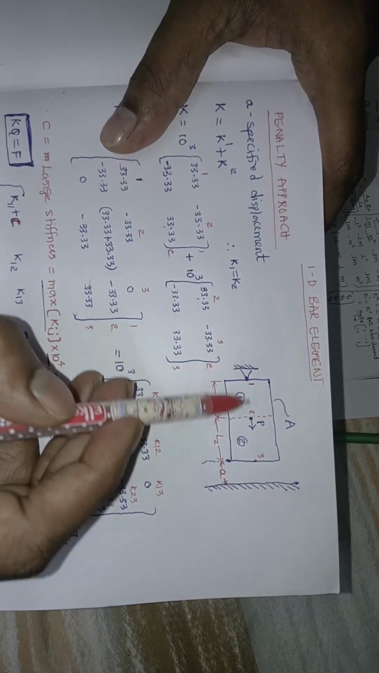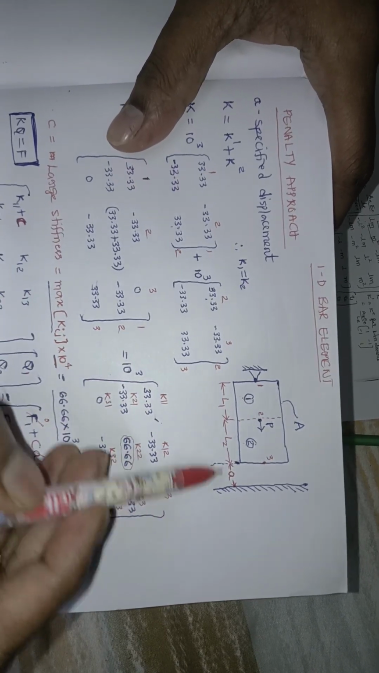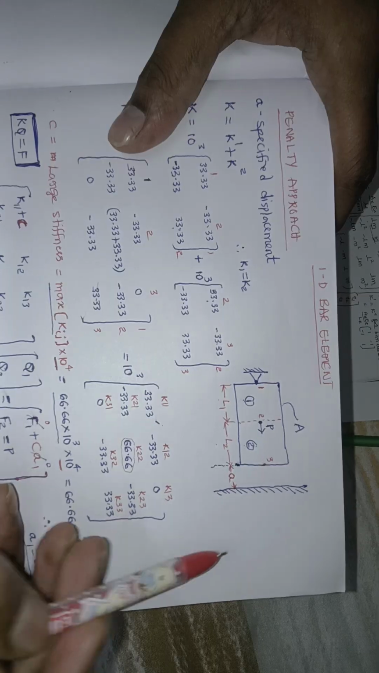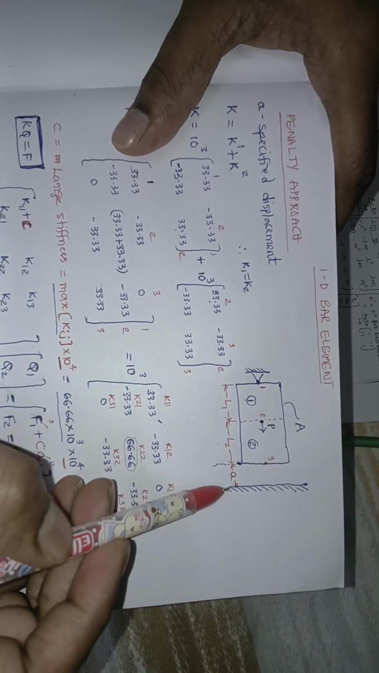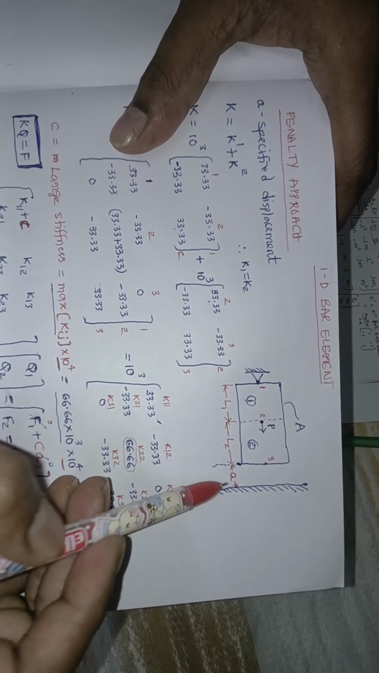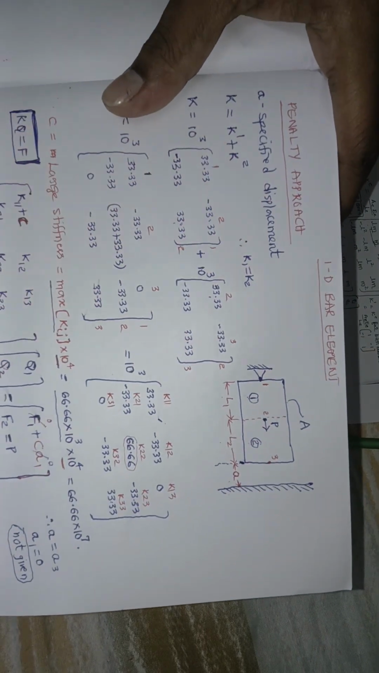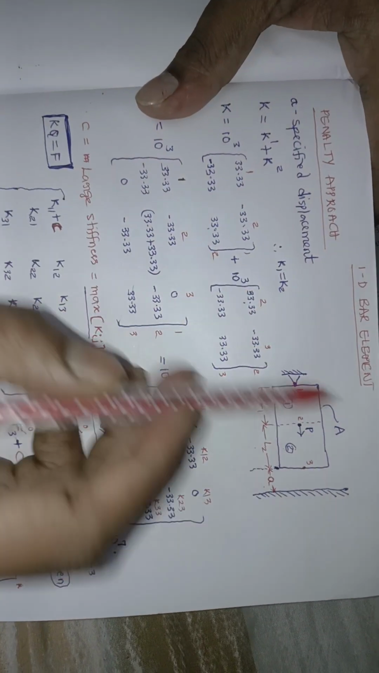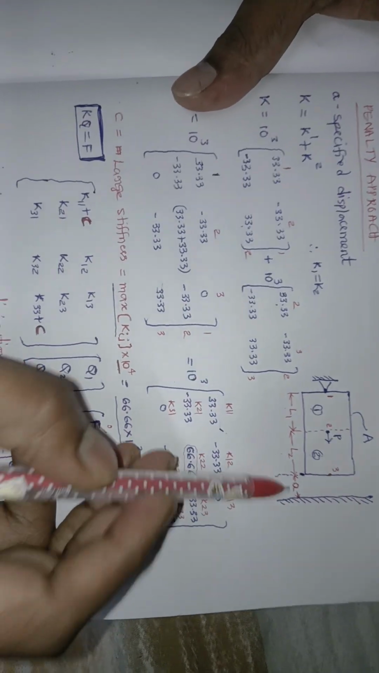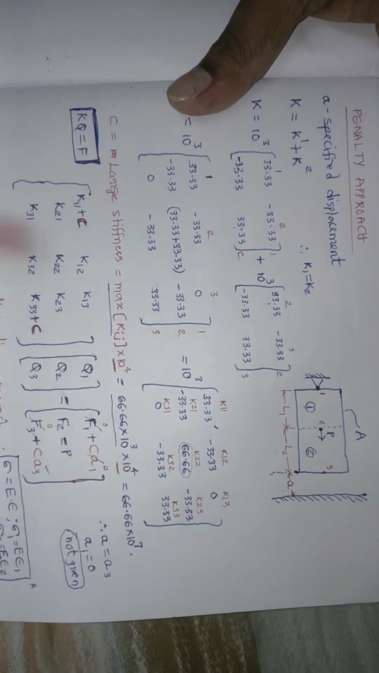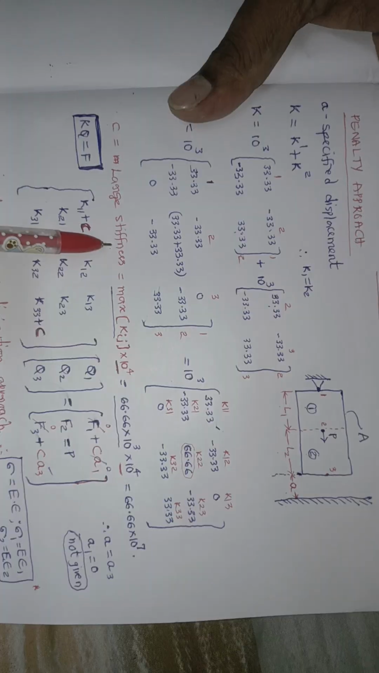This is node 1, node 2 and node 3. L1 and L2 are the lengths. Here they are given some length, some gap, that is called the specified displacement. In the penalty approach you will get new terminology. One is A, that is the specified displacement. The other one is C, that is the large stiffness.